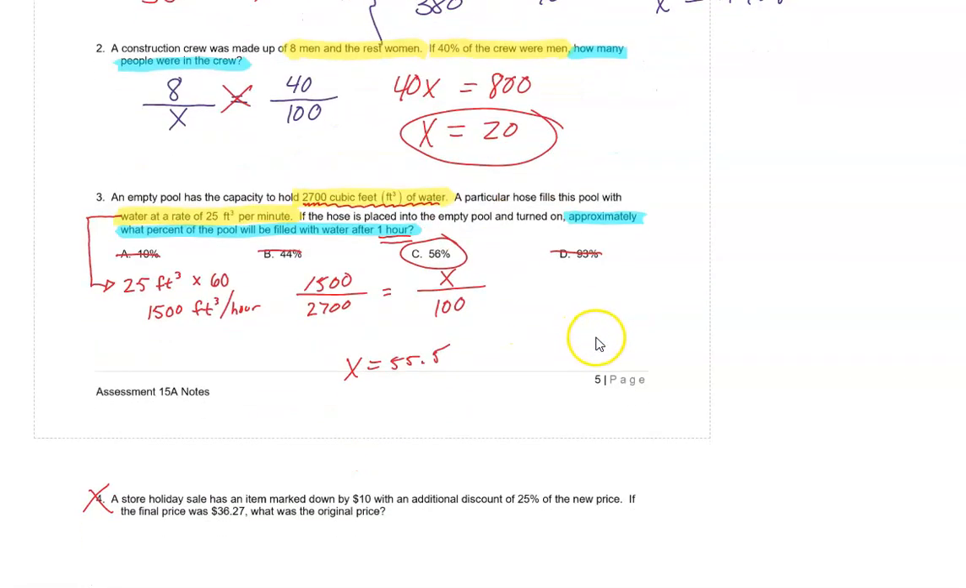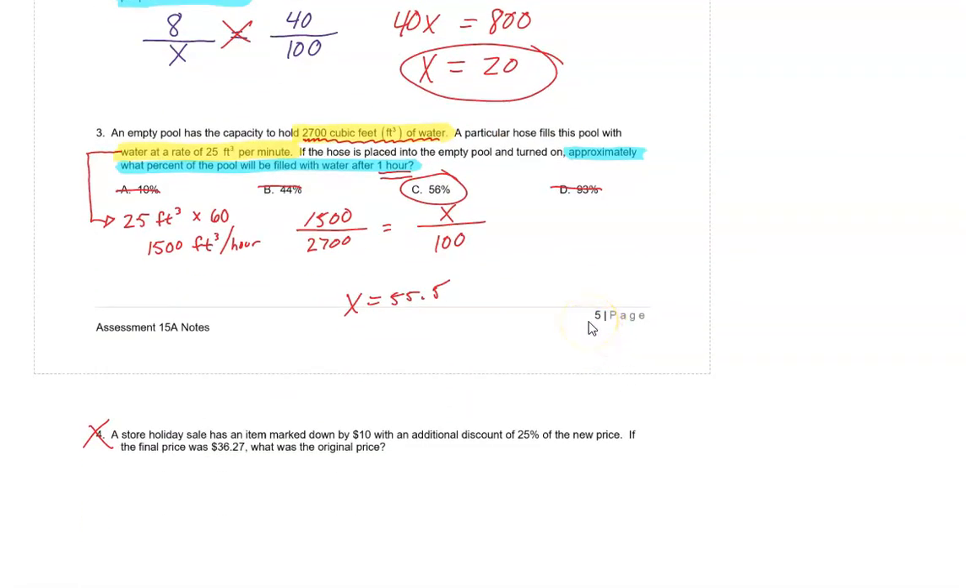Question number 3. An empty pool has the capacity to hold 2,700 cubic feet of water. A particular hose fills this pool with a water rate at 25 cubic feet per minute. If the hose is placed into the empty pool and turned on, approximately what percent of the pool will be filled after 1 hour?